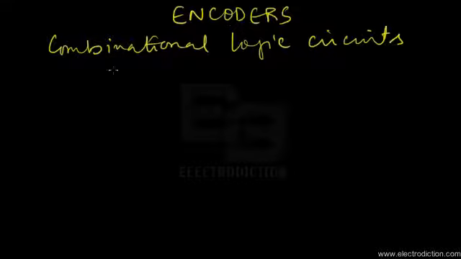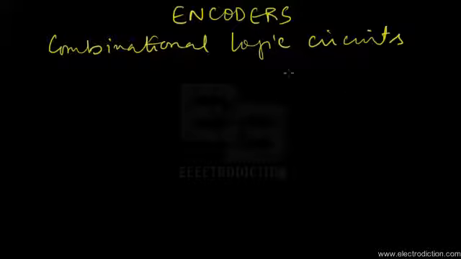Basically, encoders have a certain number of input lines and a certain number of output lines. Whichever input line we select on an encoder, it would output that particular selected line's corresponding binary code at its outputs.